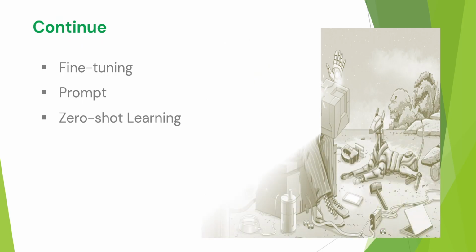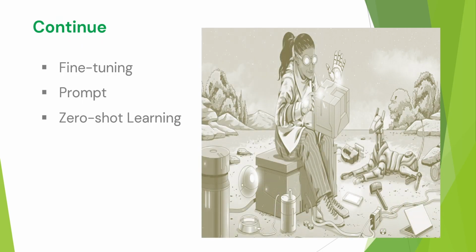Now, fine-tuning means adjusting a pre-trained model on a smaller specific data set. Its purpose is to make the model perform better on a specific task or domain. Next, the prompt, which is the initial text or context provided to the model to start generating text. Its purpose is to guide the model's generation process and context.